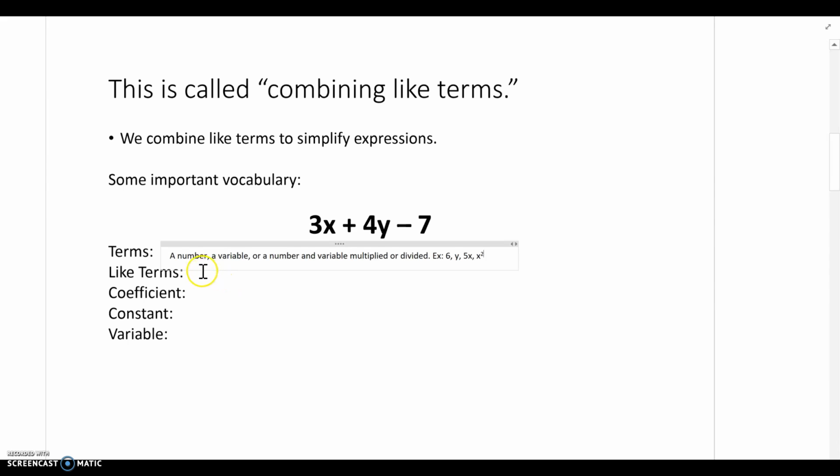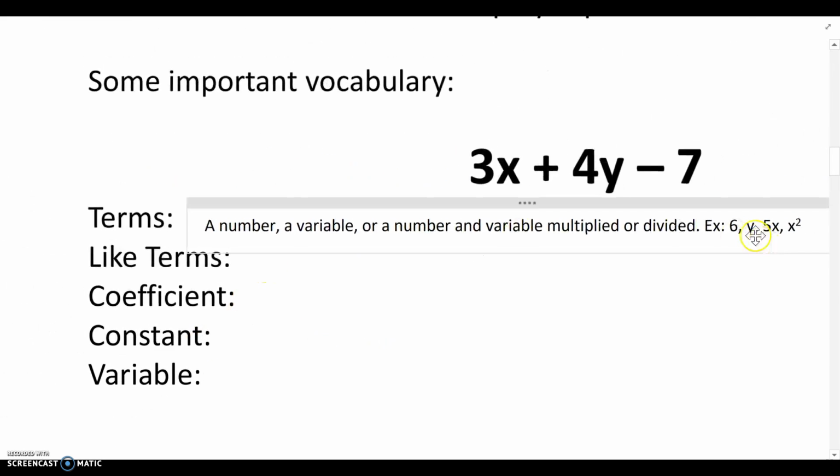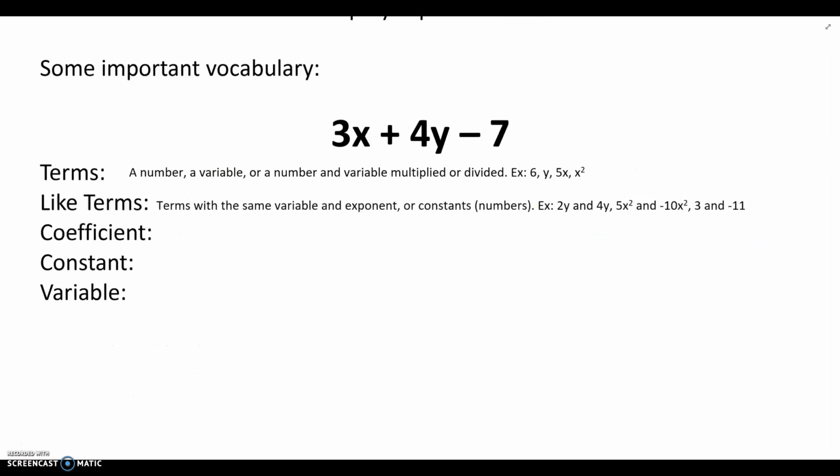Okay, so like terms would be terms that have the same variable, and constants or numbers can also be like terms. So let's look at some examples. Here we have 2y and 4y. Those are like terms because they both have y's in them. 5x squared and negative 10x squared are both like terms because they both have x squares in them.